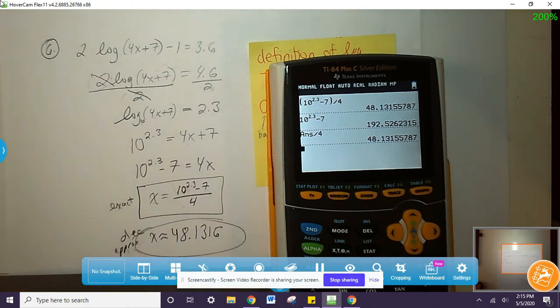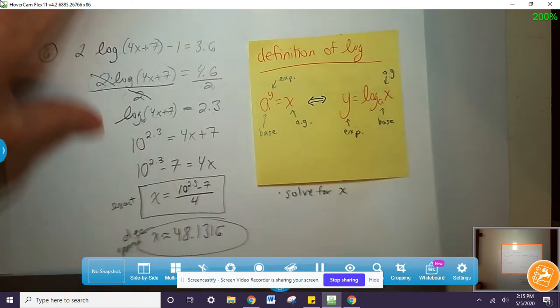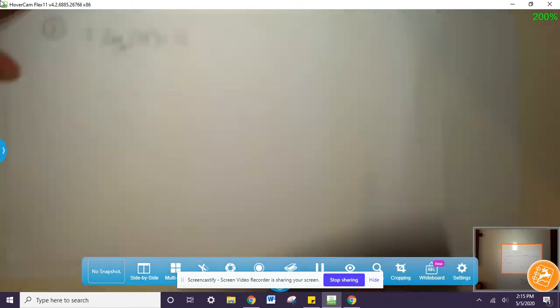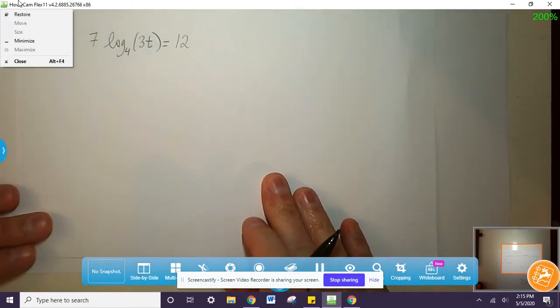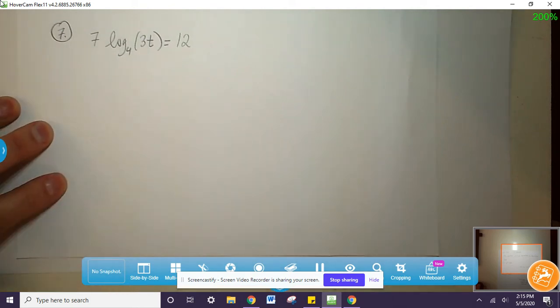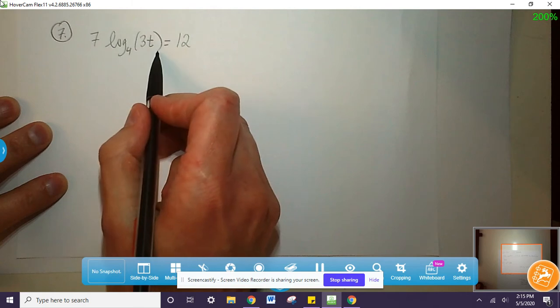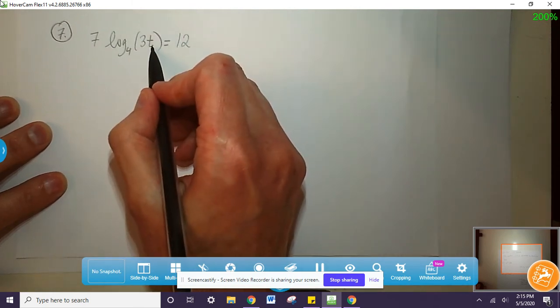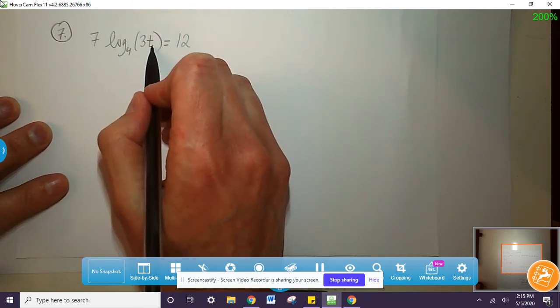Okay. And one more problem to go in today's lesson. Here's our last one for today. It's number 7. So this equation involves a log function, not an exponential function. So here's our log function. And I switched the variable on you. I threw a t in just because it's not always going to be x. So I want to remind us of that.